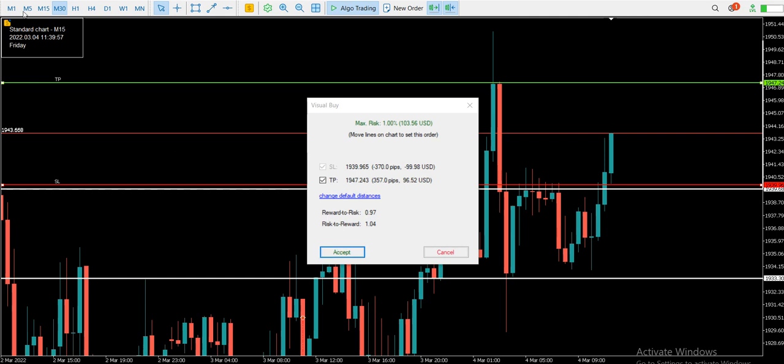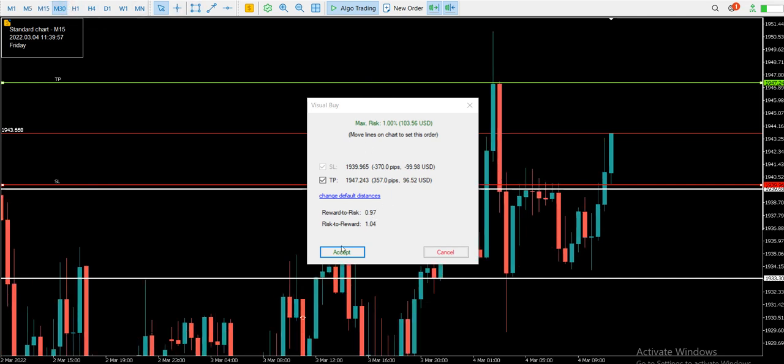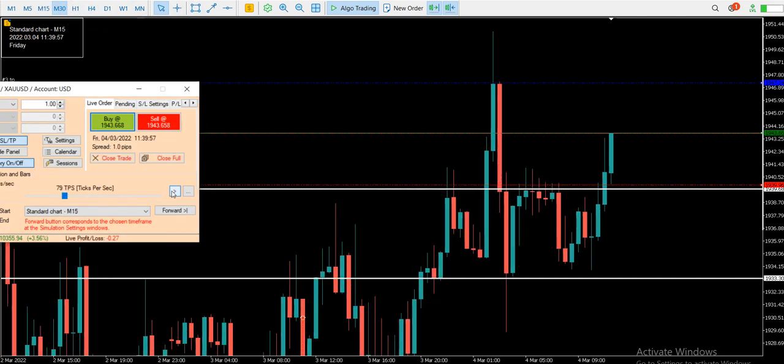And by the way, if we take a look at M15, it's still the same stop loss. If there were another 15-minute candle somewhere over here, then I would have placed a smaller stop loss to get a good risk to reward. But still, this is good. Enter the trade and speed it up a little bit.